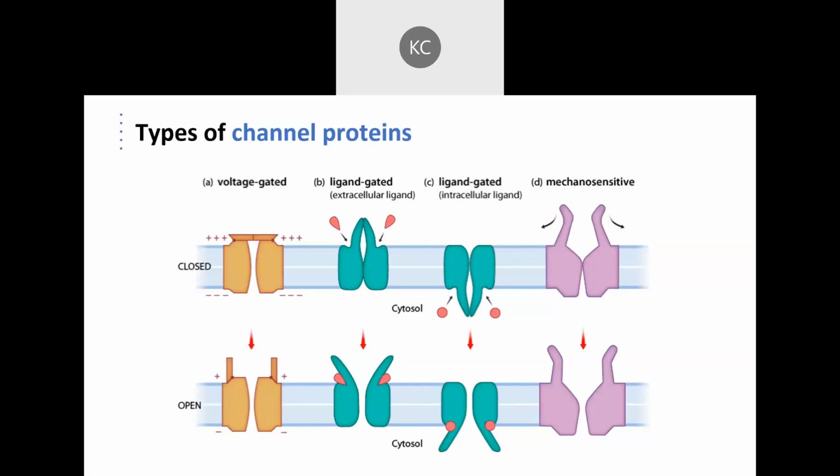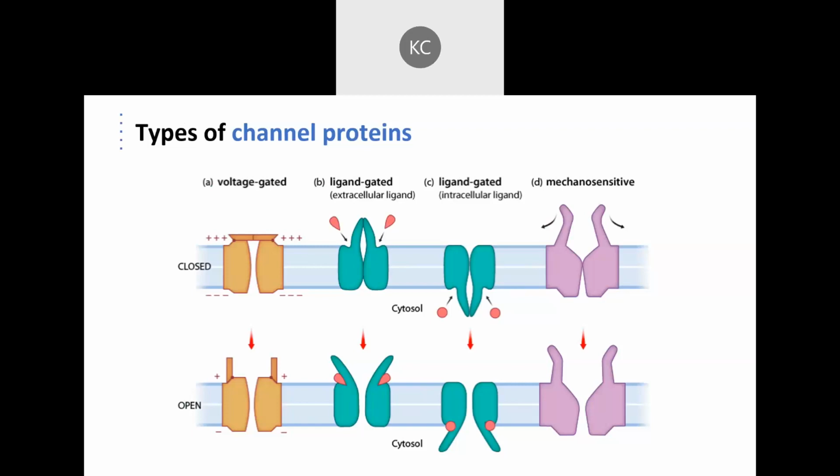And all of these are going to be examples of types of passive transport, okay? So the first one is called voltage gated. And now these are named according to their stimulus to be opened, right? So voltage gated is gated and opens in response to a change in voltage, right?